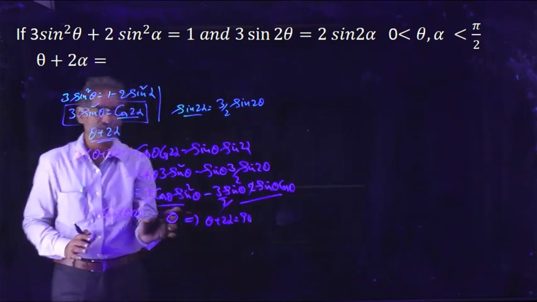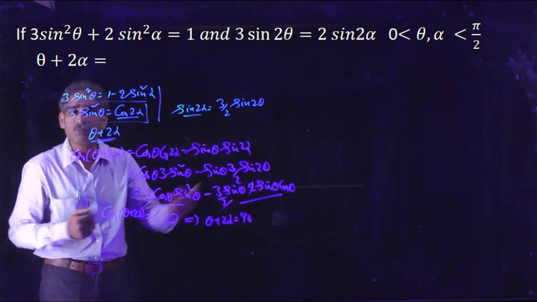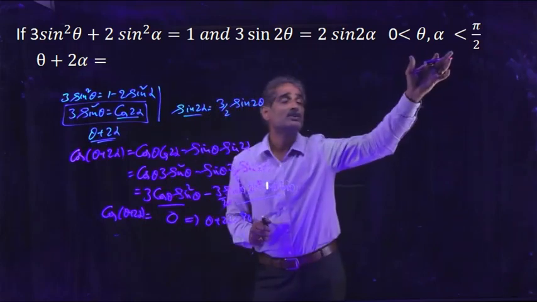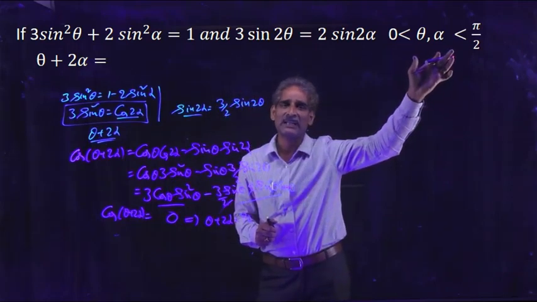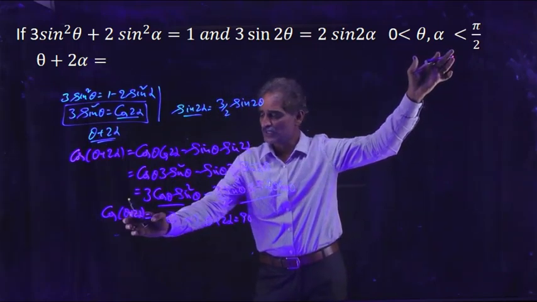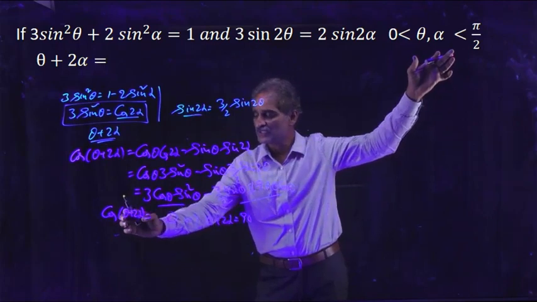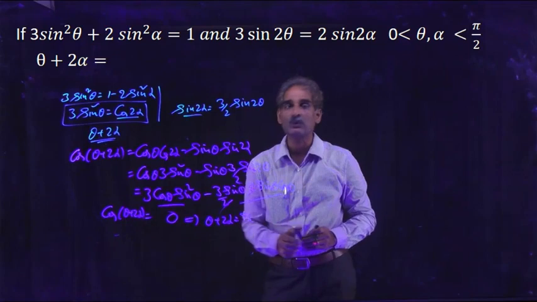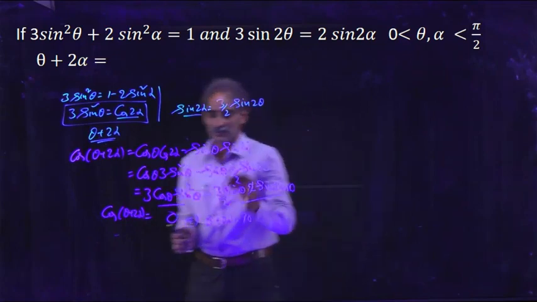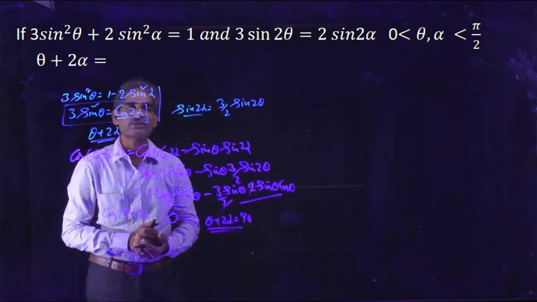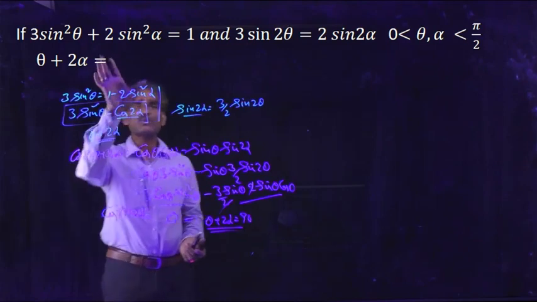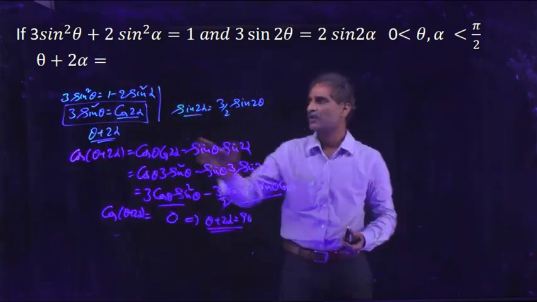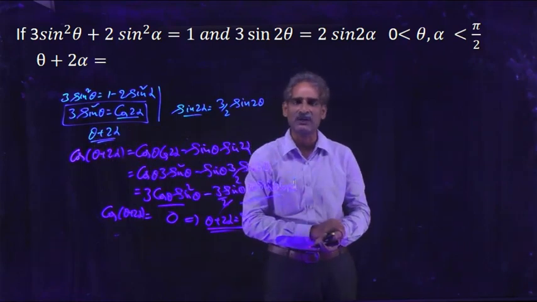Actually cos theta equal to 0 means theta is any odd multiple of 90. With respect to the condition 0 < theta, alpha < 90, there is only one chance, that this angle is equal to 90 degrees. So this is the answer. Understand? We have a relation between theta and alpha. Two equations are given, and we have to find theta + 2 alpha.